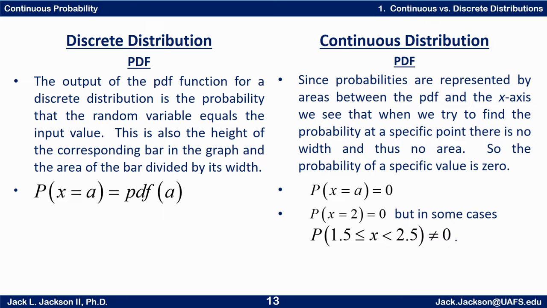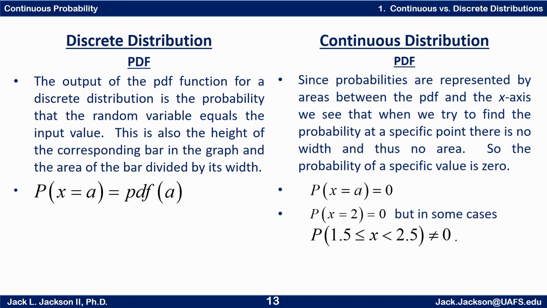Now, the output of the PDF function for a discrete distribution is the probability that the random variable equals the input value. It's also the height of the corresponding bar of the graph, and it is the area of the bar divided by its width. So the probability that x equals a is just PDF of a for that particular distribution.